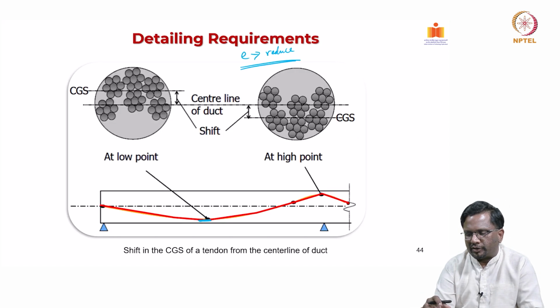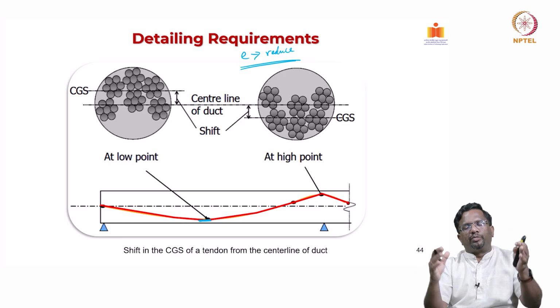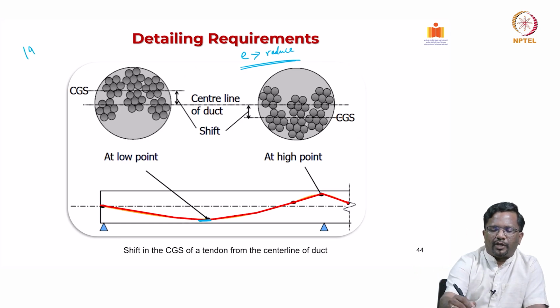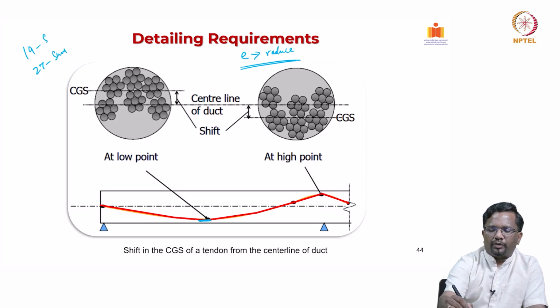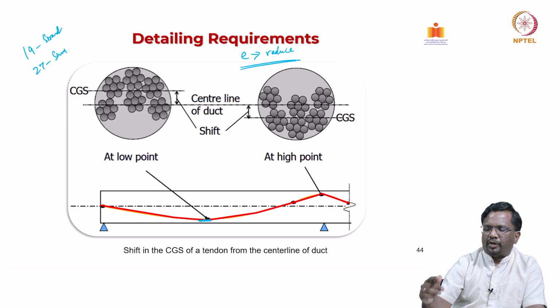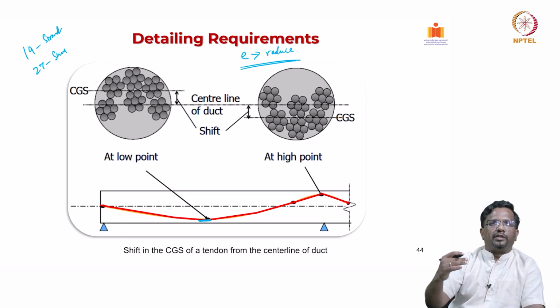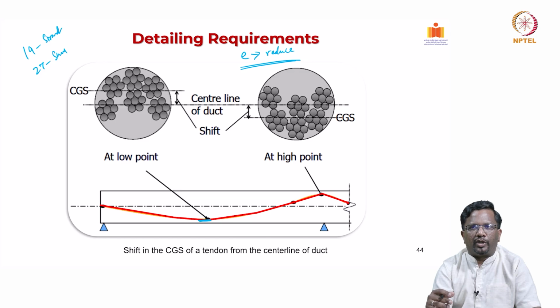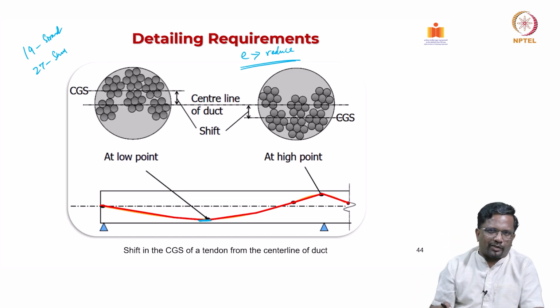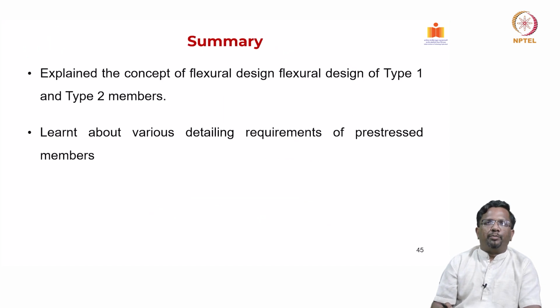Especially when you talk about a 19 strand or a 27 strand, your duct size will become bigger. In that case, a small reduction in this movement or eccentricity also will play a role. So, that has to be accounted for. Typically the manufacturers will give what should be the correction factors for the eccentricity. These are some of the very important detailing requirements.